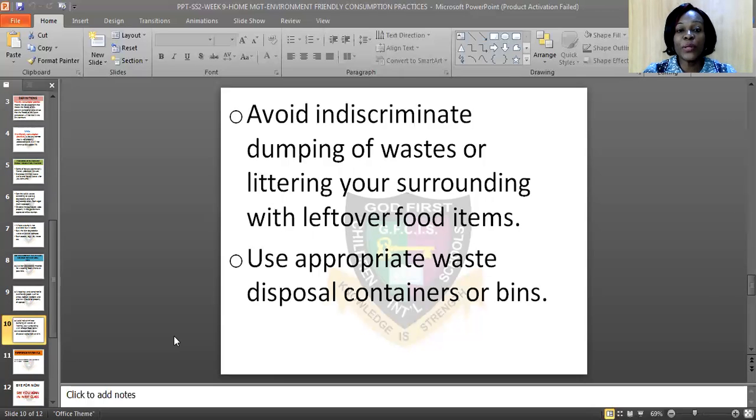All right. Use appropriate waste disposal container or bin. It is very important. It's not that today you use a bucket as waste bin, tomorrow you use your kitchen bucket as waste bin. It is not proper. It is better you get a waste bin and you call it waste bin. And every day you make sure you dispose the waste in it and you wash it, keep it neat in order to help the environment to always be friendly. Is that taken? Are you getting me?